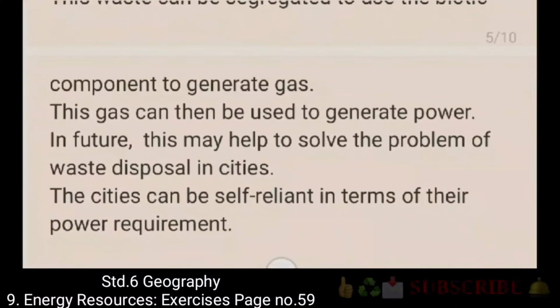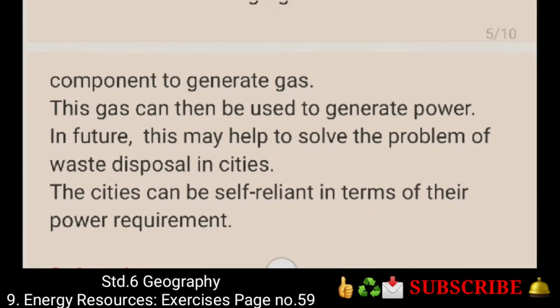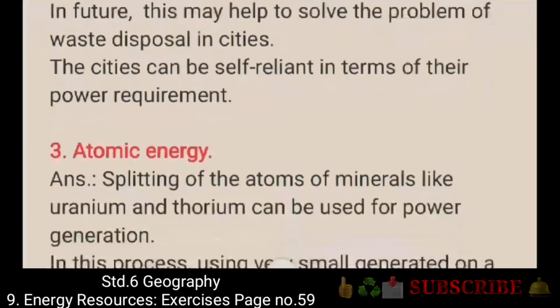This gas can then be used to generate power. In future, this may help to solve the problem of waste disposal in cities. The cities can be self-reliant in terms of their power requirement.